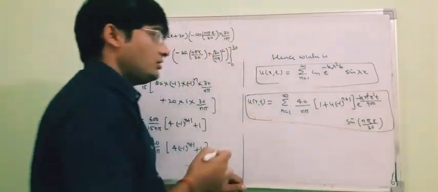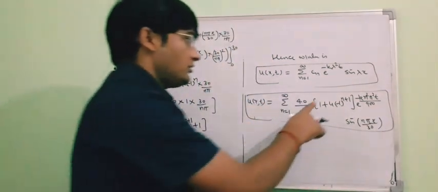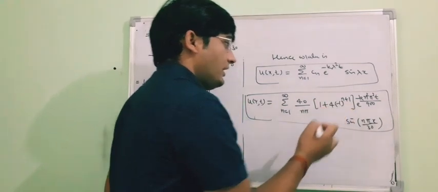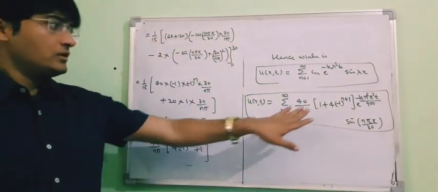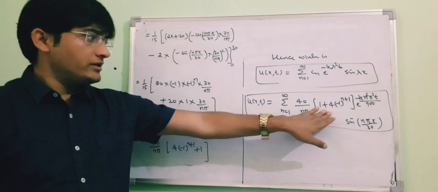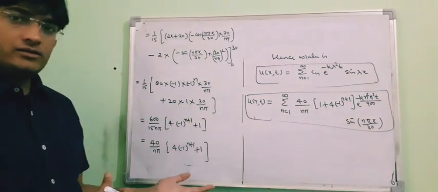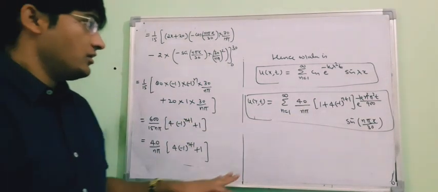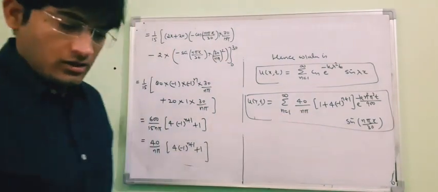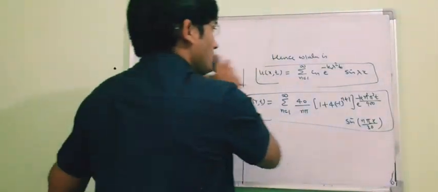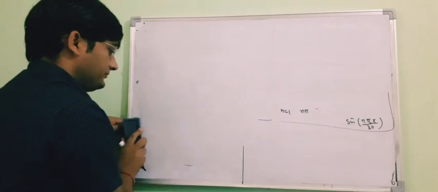So this is your solution of the problem when the ends are initially at 20 degrees centigrade and 80 degrees centigrade, and then cooled to 0 degrees centigrade. So this is our solution. Now let us solve one more question of this type.